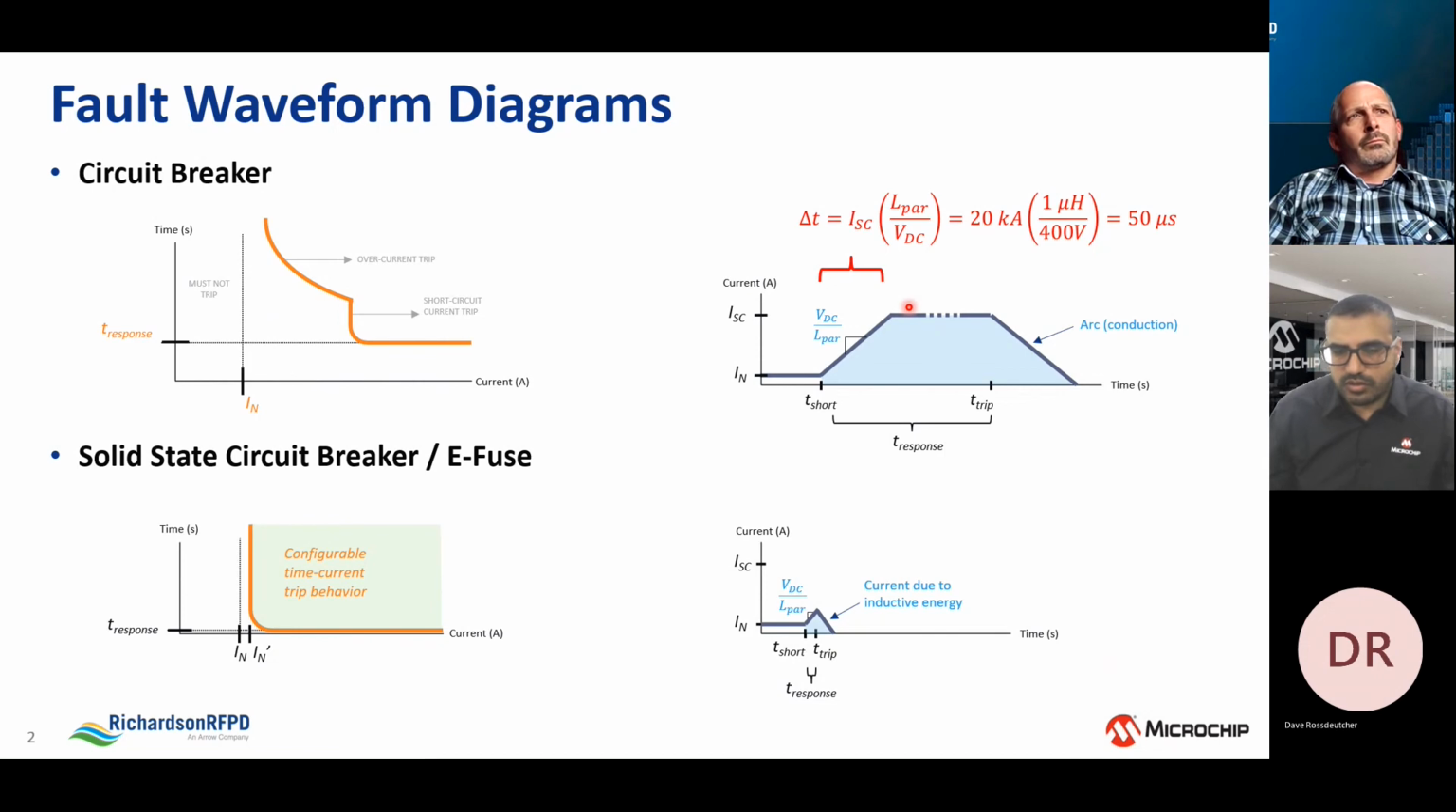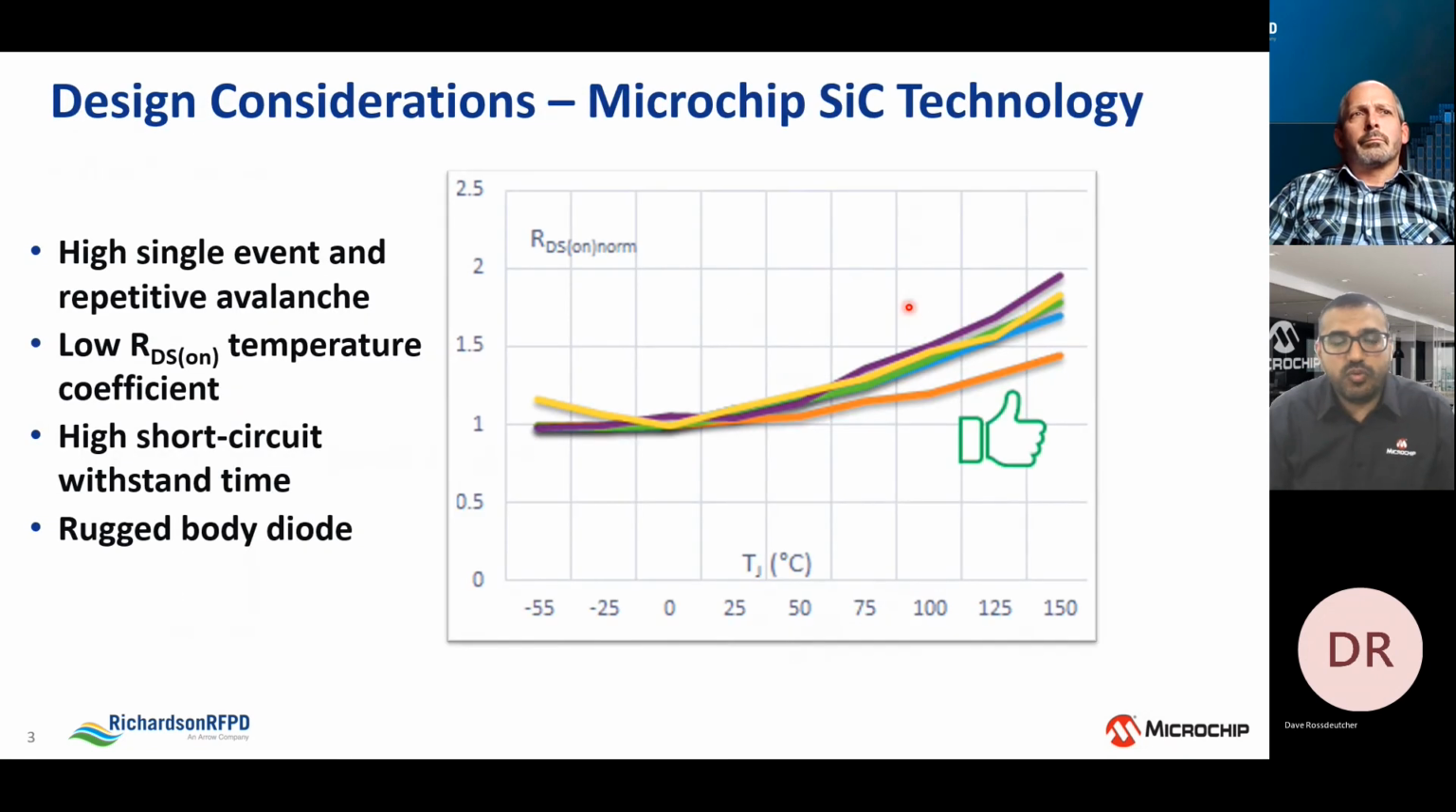Yeah, so with silicon carbide, as I mentioned, you get this fast response time, but with Microchip's silicon carbide, in addition to the typical behavior you expect with silicon carbide, we do have superior avalanche capability. The avalanche I just discussed is one of our strengths. We have a very high single event avalanche rating. In our data sheets, we publish the avalanche energy capability.